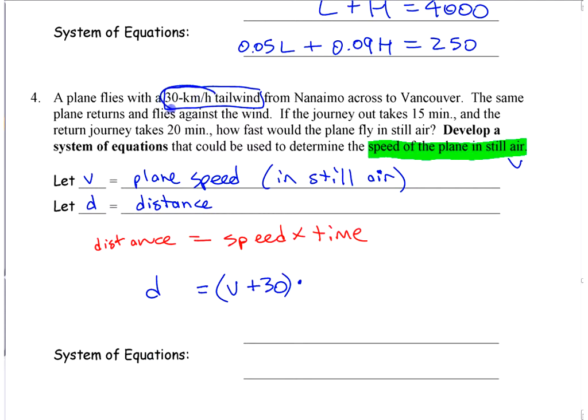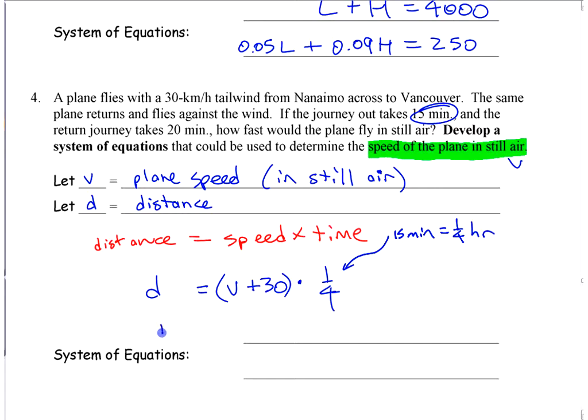Now the thing is, this speed is in kilometers an hour, but this time is in minutes. So we have to put the minutes into hours. I'm going to put 0.25 hours. Or if you like fractions better, 1/4 hours, right? Whatever. Quarter of an hour. And we'll just put a little note there: 15 minutes equals 1/4 hour. That's one equation.